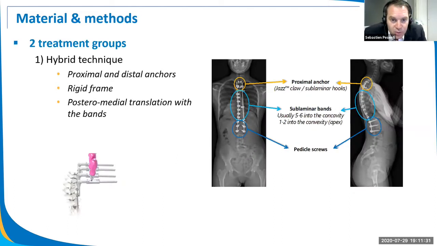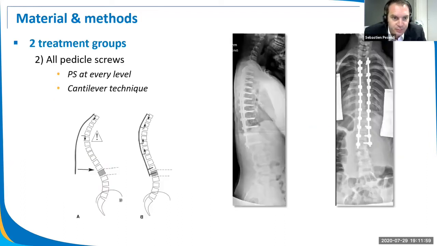In the hybrid group, patients were operated on as follows. We had proximal and distal anchors in the lumbar and in the upper thoracic area. We put the two rods in place with two transverse connectors. So we obtain a rigid frame, and from there we do a gradual tensioning of the bands, allowing the spine to be pulled backward and towards the midline. It's the posterior medial translation. In the all pedicle screw group, it's the gold standard, so everyone knows it. Pedicle screws were inserted at every level, and the cantilever technique was used.